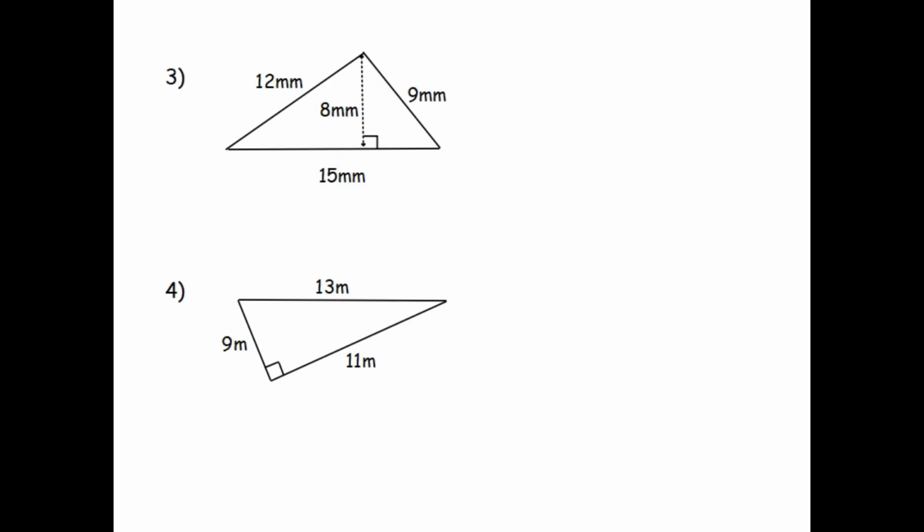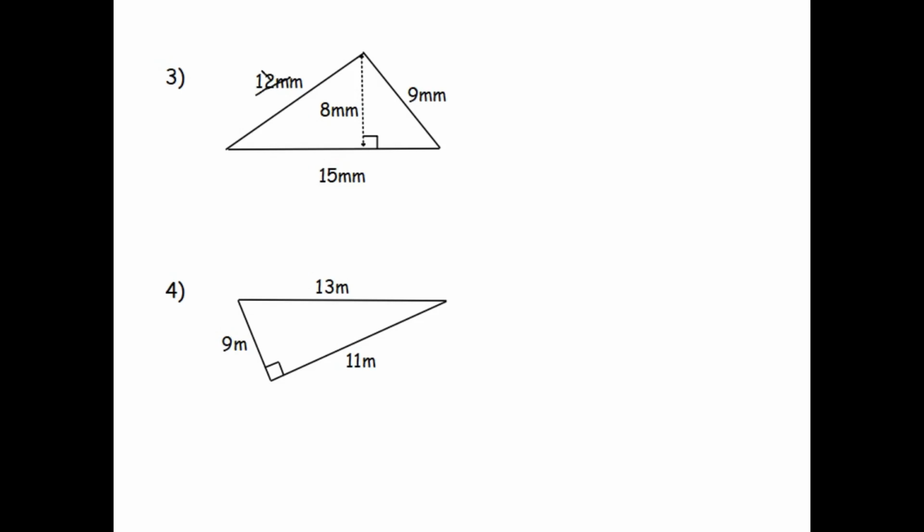Question 3 then. So again, working out the area of this triangle. Now you can see you've been given lots of different measurements here all over the triangle. But remember, you just want your base times that perpendicular height and halve it. Okay, so base times height and halve it. So your base here is your 15 and that height is the one meeting at a 90 degree. So we want to do base times height and halve it.